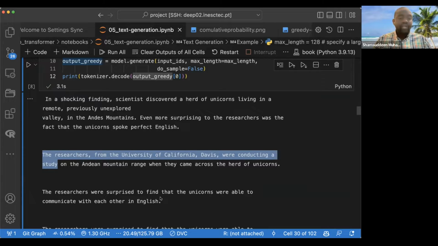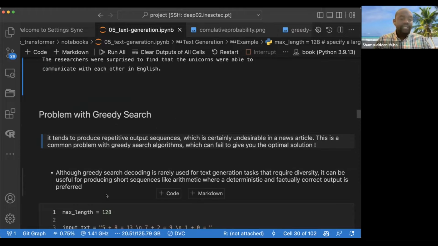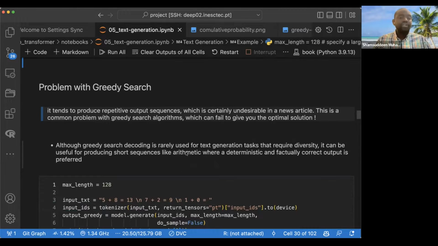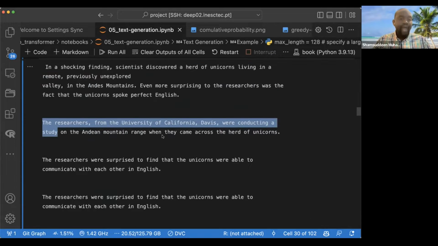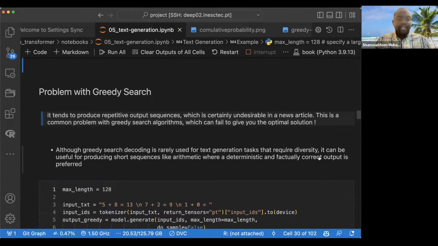But even though this is repetitive, in some sense this repetition may work very well, like in a situation where you need a factual answer or something that's really true. Greedy search decoding is not really suited for text generation tasks that require diversity, because we need diversity in the generated text, and here there is none, because it's just repeated. What they said is that it can be useful for producing short sequences, like arithmetic, where deterministic and factually correct outputs are preferred.